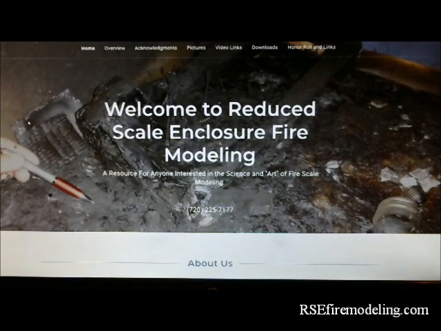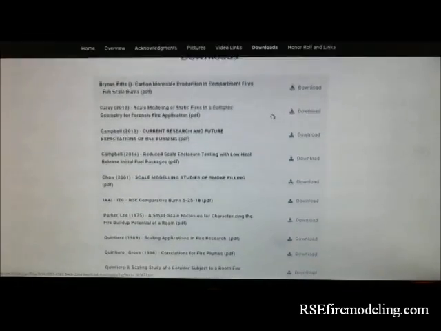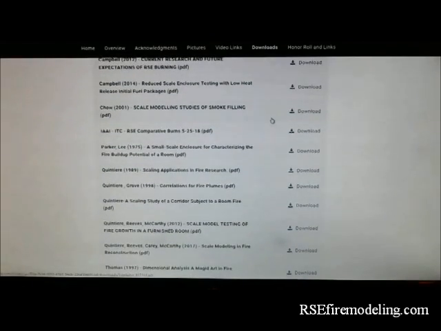In today's video, we're going to talk about various documents on the website for your use. The first thing is go to rscfiremodeling.com. Along the menu bar at the top, we have a section called Downloads. Open that up. The first set of documents we have in there are just a variety of research papers as they relate to reduced scale enclosures.